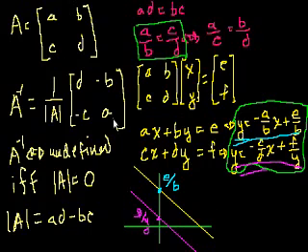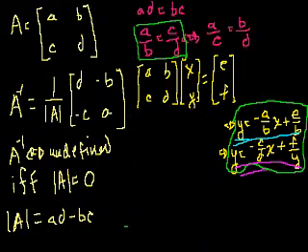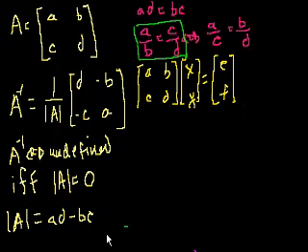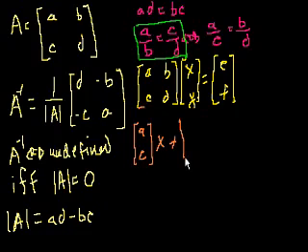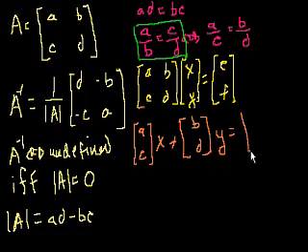So let's think about this in the context of the linear combinations of vectors. So when we think of this problem in terms of linear combination of vectors, we can think of it like this. This is the same thing as the vector AC times x plus the vector BD times y is equal to the vector EF.